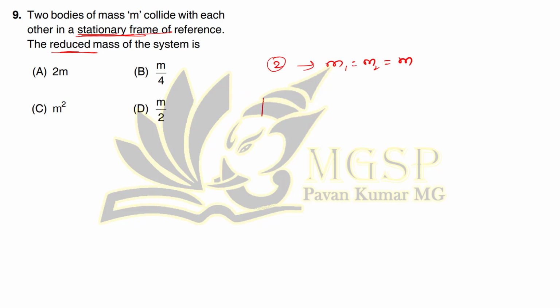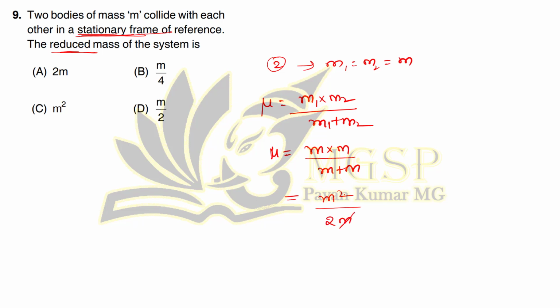So the reduced mass will be mu is equal to M1 into M2 divided by M1 plus M2. The reduced mass becomes, since M1 is equal to M2, M into M divided by M plus M. This becomes m square divided by 2m. The m's get cancelled and the reduced mass is m by 2.